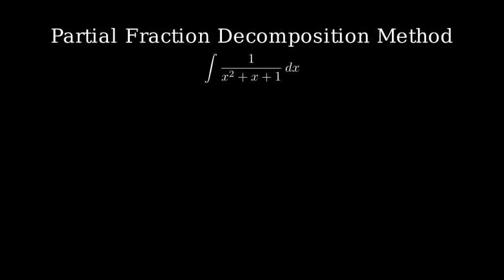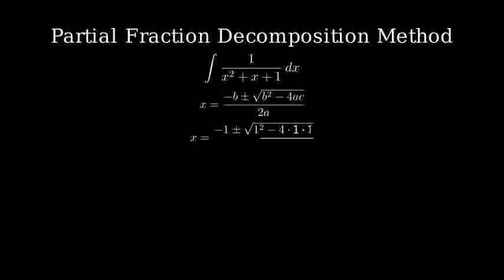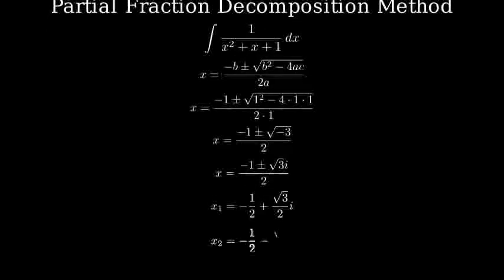In order to use partial fractions, we need to factor the denominator, but x squared plus x plus 1 doesn't easily factor over the reals. So we'll use complex numbers to find the roots of the quadratic. Let's solve the quadratic equation to find the roots. Thus, the roots are complex conjugates. The roots are minus 1/2 plus root 3 over 2i and minus 1/2 minus root 3 over 2i.